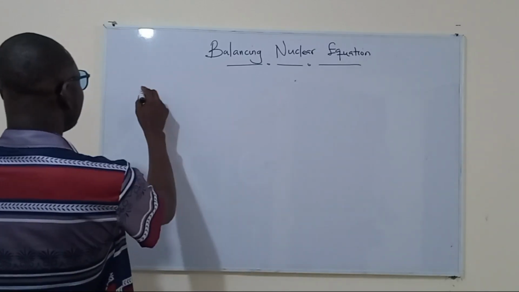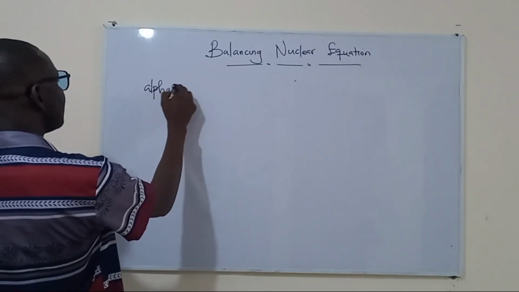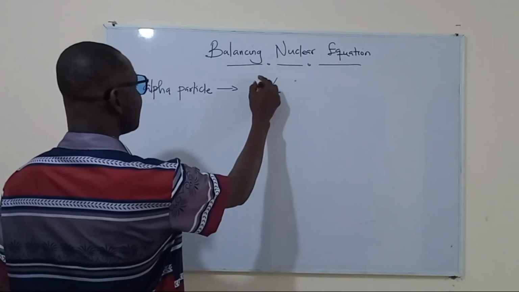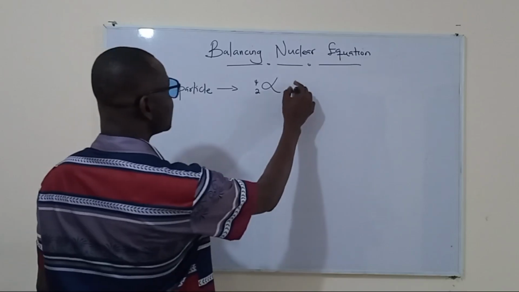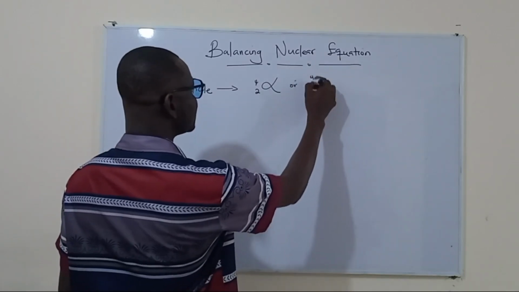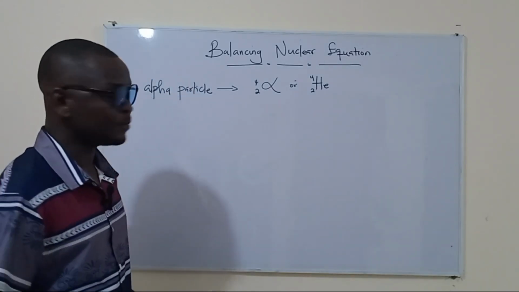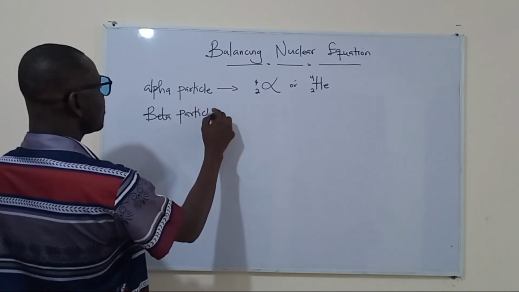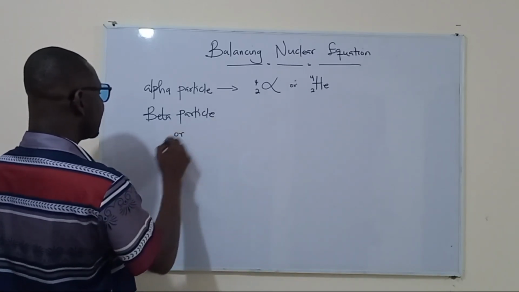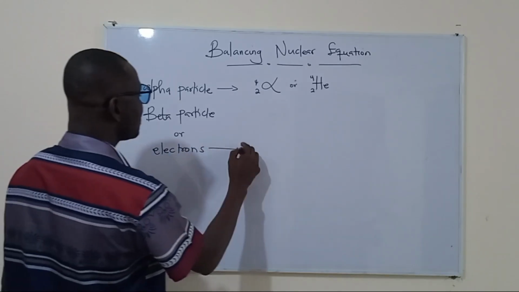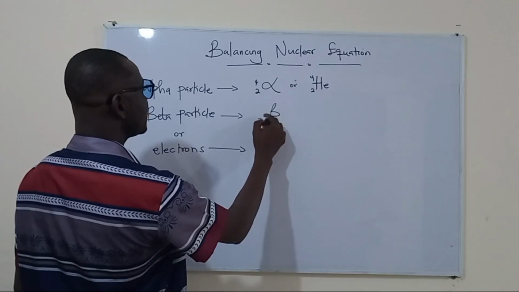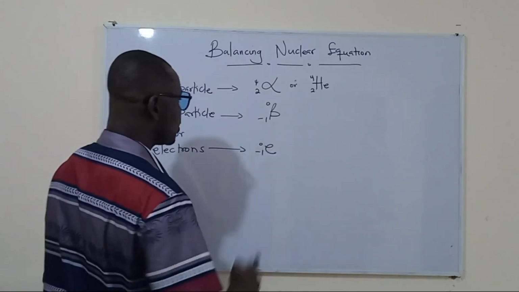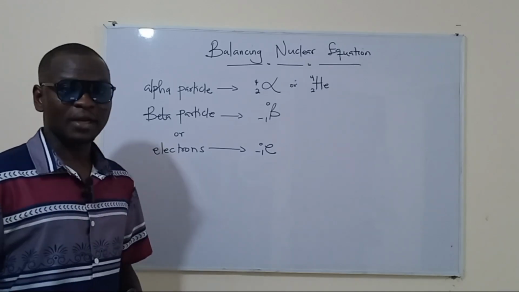For example, if you have an alpha particle, it is denoted by this sign, with a mass of 4 and an atomic number of 2. It is also similar to the helium nuclide, so an alpha particle can be seen as an ionized helium. Now we have a beta, also sometimes regarded as electrons. The beta particle has a mass of 0 and a charge of -1, and the electrons also have a similar mass number and atomic number.